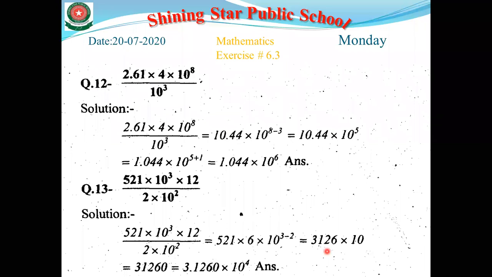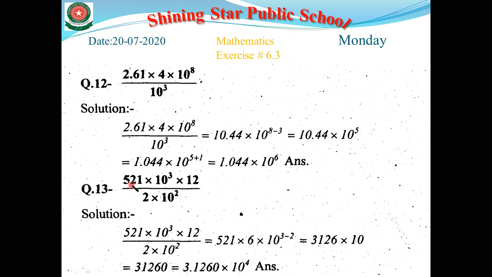Question number 12. 2.61 multiply 4 multiply 10 power 8 divided by 10 power 3. Okay, now 2.61 multiply 4, 10.44. When we take the 10 power 3 from denominator to numerator, it becomes 8 minus 3, 10 power 5. So now here is 10.44. Okay, so we move the point one step to the left hand side, so it becomes 1.044, and multiply 10 power 5 plus 1, 6, which is your required answer.